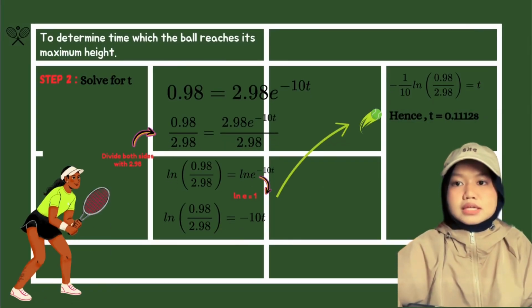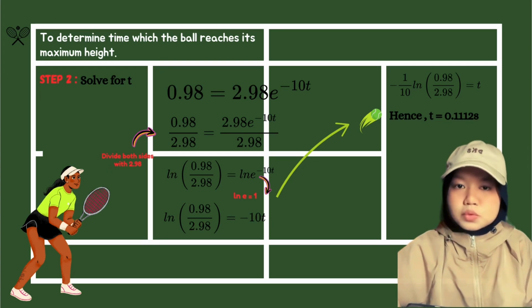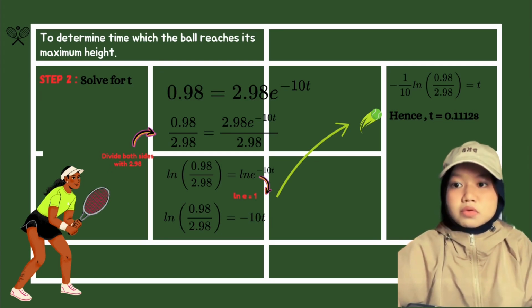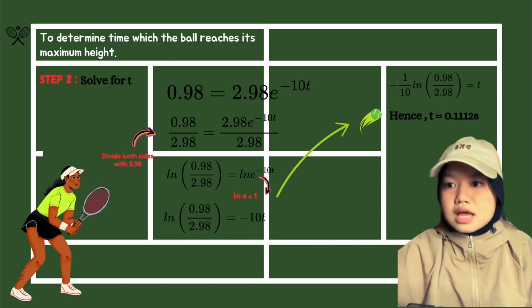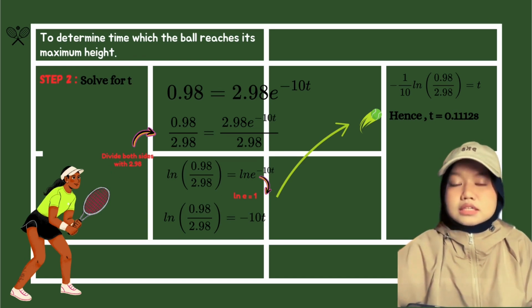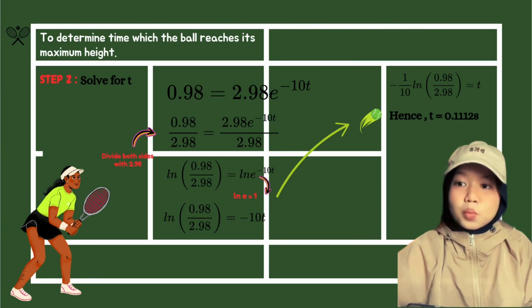We bring 0.98 to the left-hand side. Then to find t, we divide both sides by 2.98. We take ln of both sides to find t. So we get ln(0.98/2.98) equals ln e to the power of negative 10t. Then we continue until we get ln(0.98/2.98) equals negative 10t. Since we took ln of both sides, ln e is equal to 1. So we continue our calculation until we get the time when the ball reaches its maximum height at t equals 0.1112 seconds.